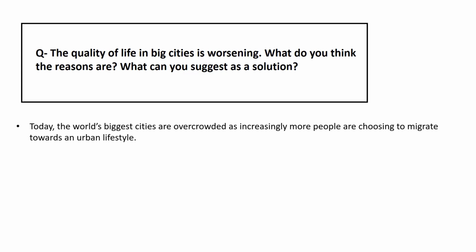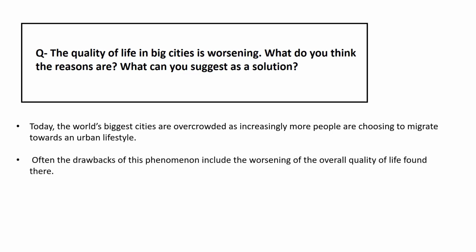Today, the world's biggest cities are overcrowded as increasingly more people are choosing to migrate towards an urban lifestyle. It's a general statement about big cities being crowded and lifestyle is becoming more difficult. Now let's move to the paraphrase. Often the drawbacks of this phenomenon include the worsening of the overall quality of life found there. So my paraphrase shows that life in big cities is worsening. It's the same sentence as the one in the prompt. And this is as a result of the migration of people that I mentioned in my background.